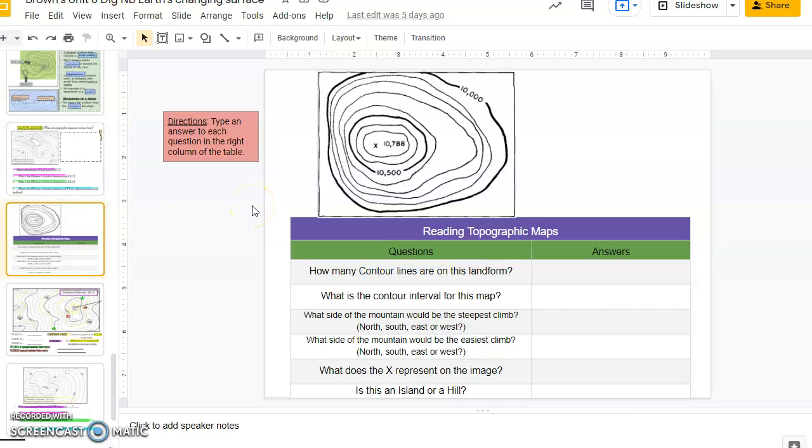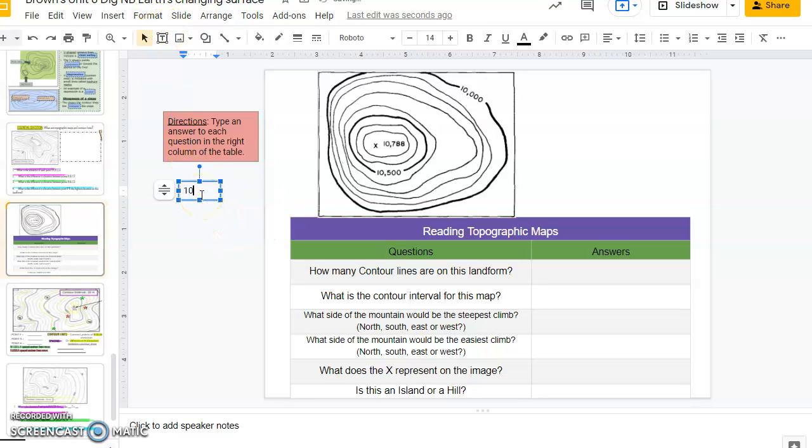How many contour lines are in the landform? Exactly. You counted them, so we counted together: 1, 2, 3, 4, 5, 6, 7, 8. There are 8 lines. So what's the contour interval? Well, I have 10,000 and 10,500. So let's take care of that.